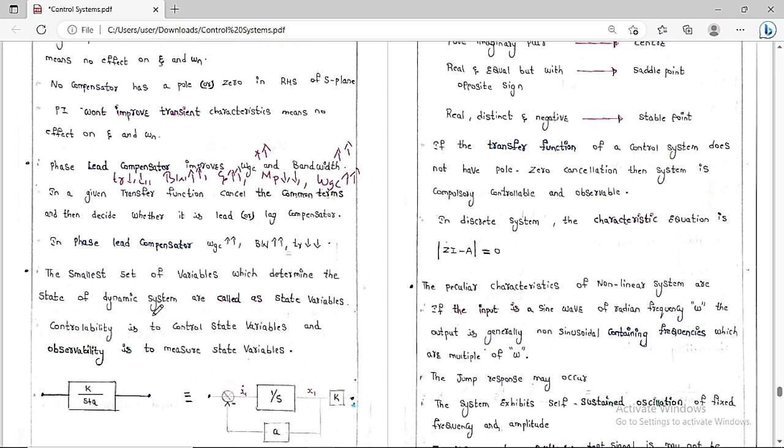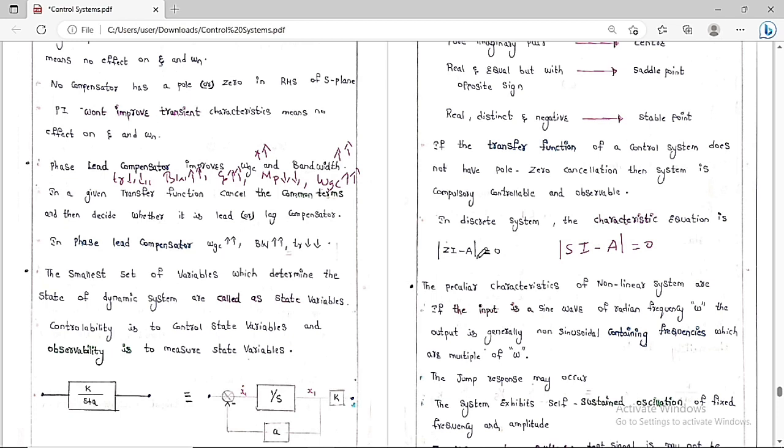The next point is, in a discrete system, the characteristic equation is the determinant of zI minus A is equal to 0. See, in the case of a continuous time system, what is the characteristic equation? It is the determinant of sI minus A is equal to 0. This is in the case of continuous time, and the other is in the case of discrete time. In continuous time, the characteristic equation is the determinant of sI minus A equal to 0, whereas in discrete time, it is the determinant of zI minus A equal to 0.